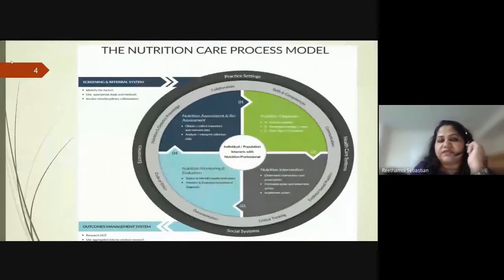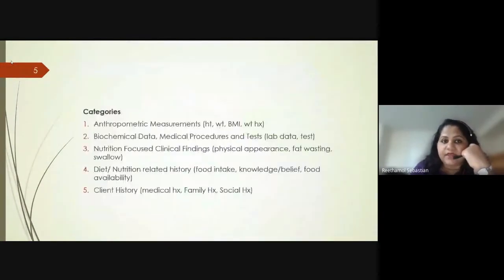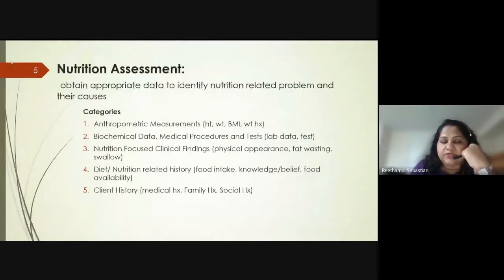Headings, but this is the model. Okay, this is the NCP. You must have already seen this picture in your book. So as I mentioned, the first one is nutritional assessment and reassessment, the second one is diagnosis, the third is intervention, and the fourth and final step is nutrition monitoring and evaluation. Okay, so we'll go to the nutrition assessment.